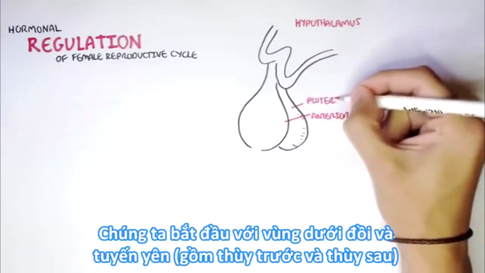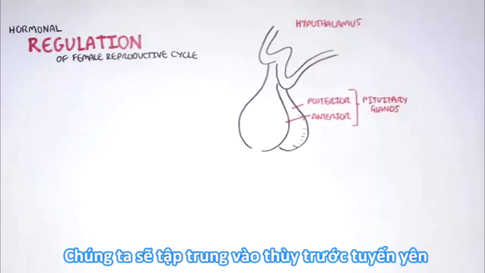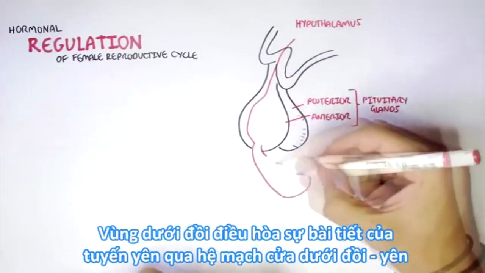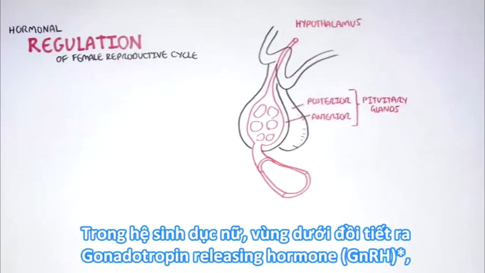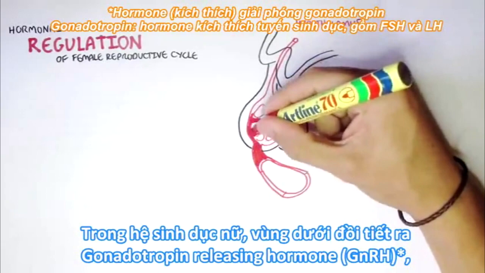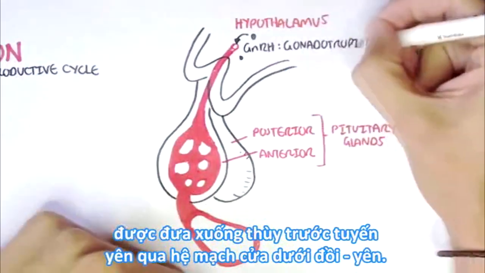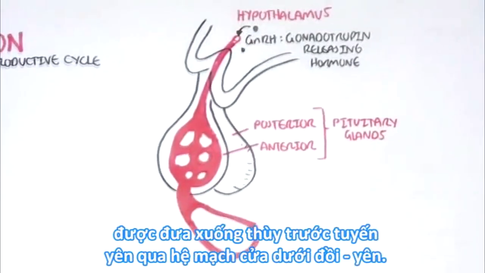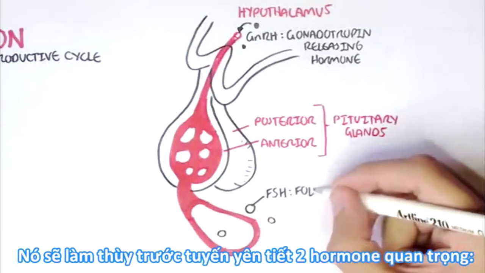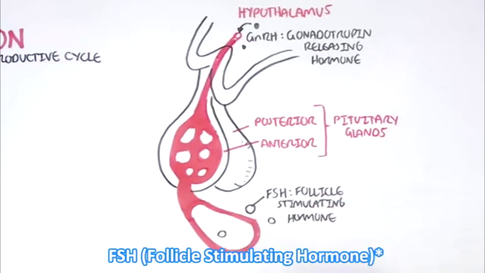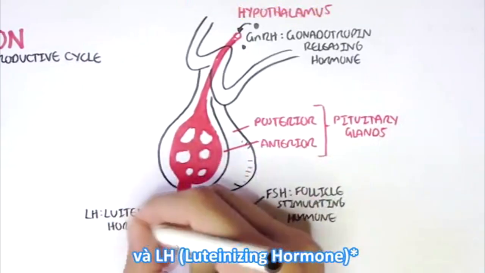So we begin with the hypothalamus and the pituitary glands, which are made up of the anterior and posterior pituitary glands. We'll be focusing on the anterior pituitary gland. The hypothalamus regulates hormones released by the anterior pituitary through the portal blood here. In the female reproductive system, the hypothalamus produces a hormone called gonadotropin-releasing hormone, which will travel to the anterior pituitary via the portal blood. And it will cause the cells in the anterior pituitary gland to produce two important hormones, known as FSH, follicle stimulating hormone, and LH, luteinizing hormone.